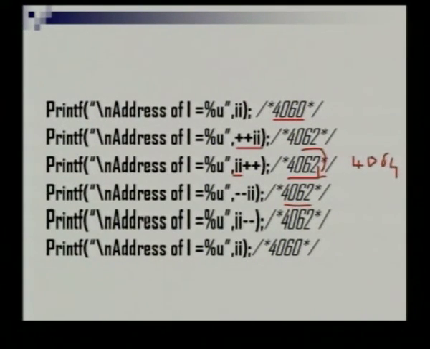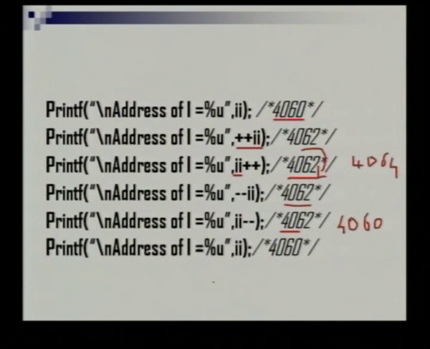Now in the next step, again I am using a post decrement operator. So only after this value is printed, the value of the address will be decremented. So 4062 is printed as such, and when the decrement operator's effect is seen, the value 4062 will become 4060 because of this decrement operator. And in the last step I am printing the value of simply ii. So now the value of ii is 4060, that is printed over here.